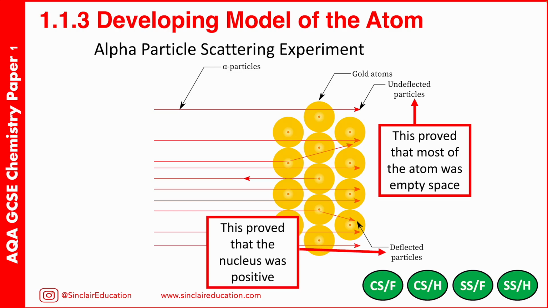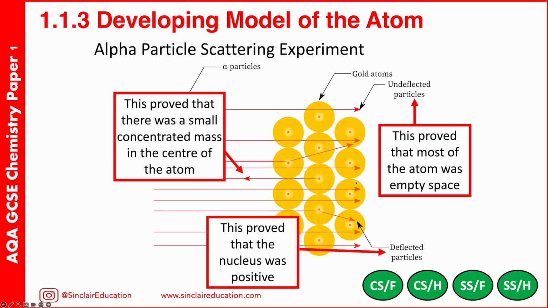Now, some of them did deflect. So what this meant is they went through, but they came out at an angle. Now, Rutherford knew the alpha particle was positive, and so the deflection meant that actually the nucleus, whatever was in the centre of the atom, must be positive, and that's where the discovery of the proton has come in.